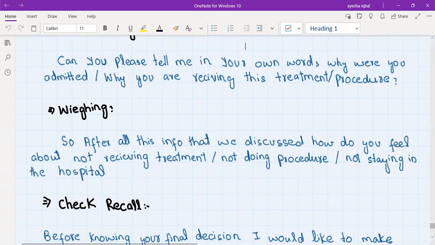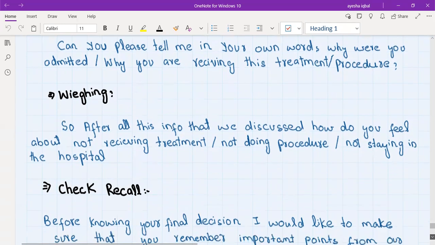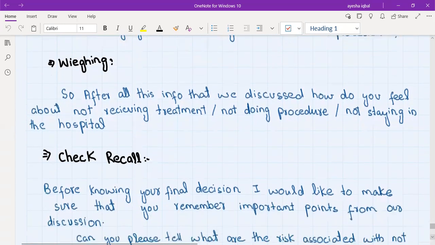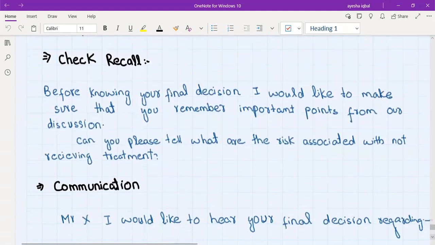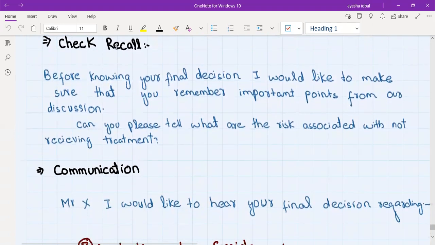After this, you are going to check recall, whether the patient has any memory problem or is able to recall what you have already told him. So how would you check recall? You will tell the patient, before knowing your final decision, Mr. X, I would like to make sure that you remember the important points from our discussion. Can you please tell me what the risks are associated with not receiving this treatment? So that was checking recall.